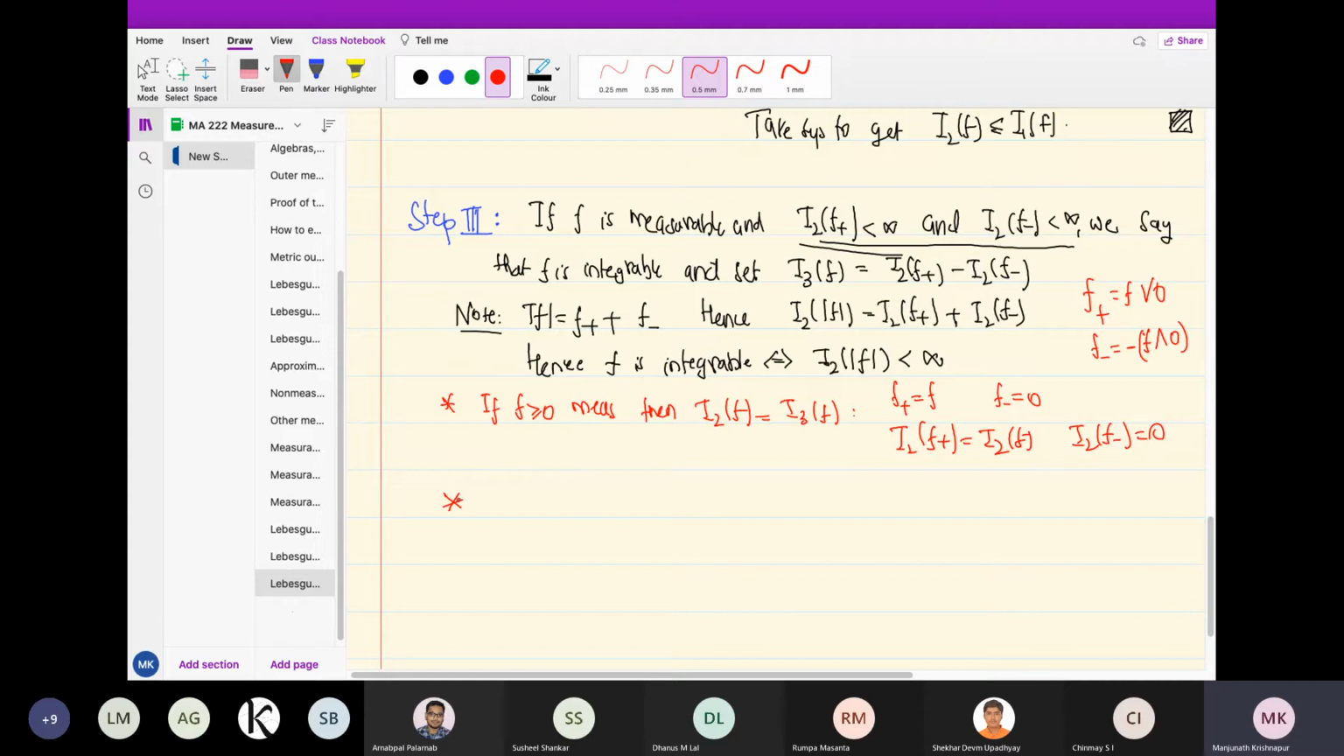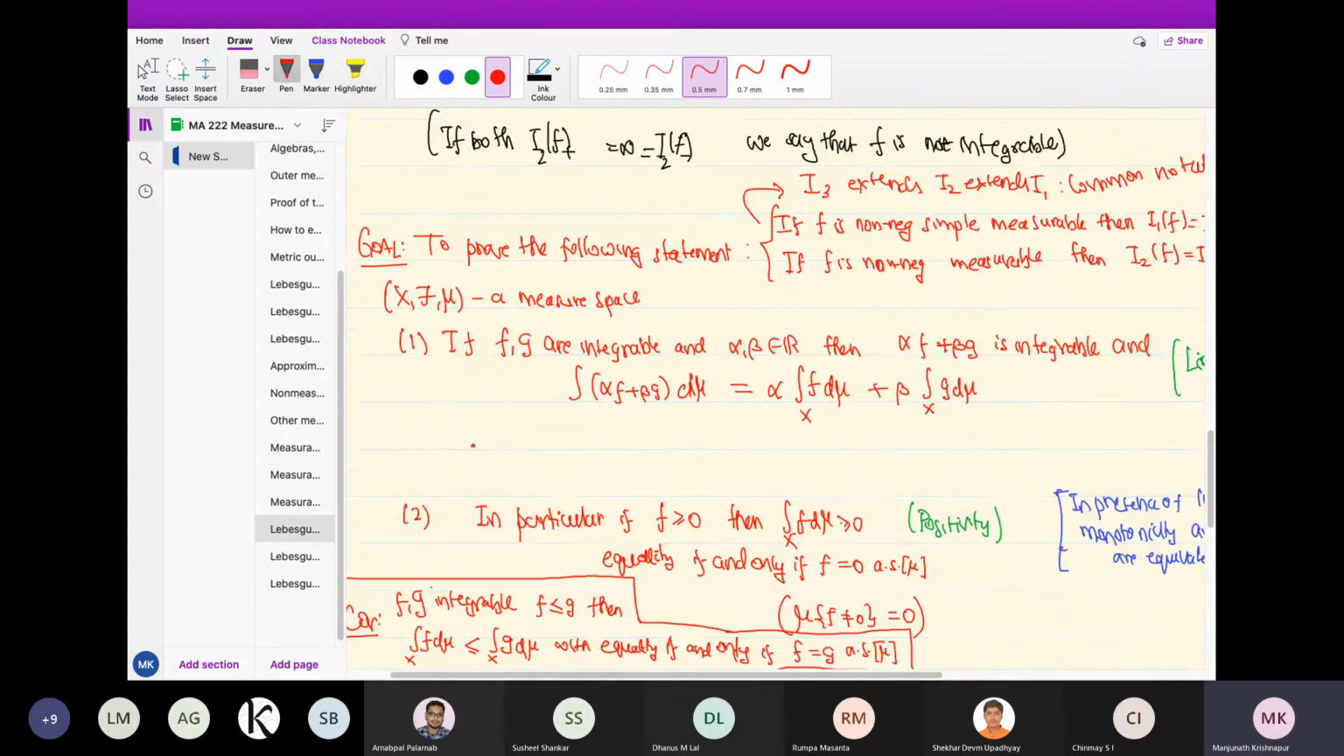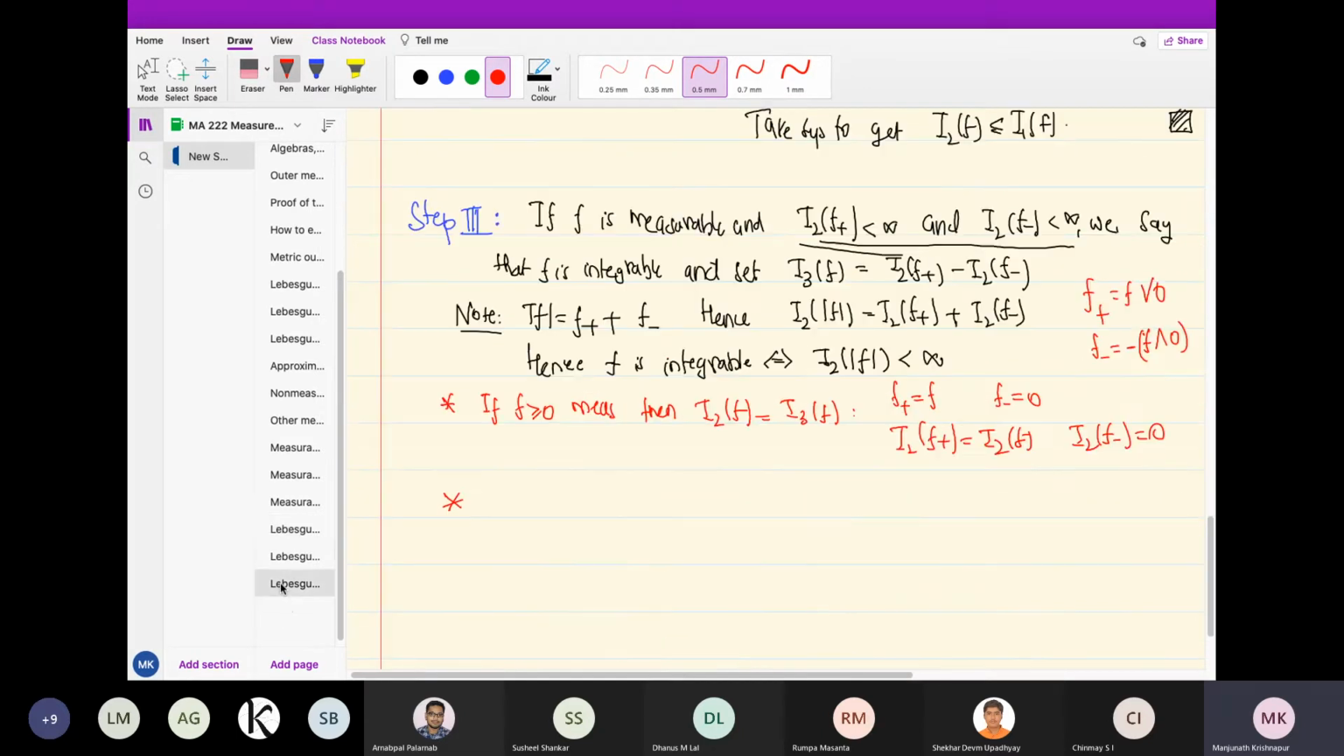And what are the other parts I want to prove? I'm going back to this theorem here. So let's take the second part. There is nothing in the second part, you see. If f is greater than or equal to 0, then the integral of f is greater than or equal to 0 with equality. Instead of integral, I now write I3, that's all, provisionally. Equality if and only if f equals 0 almost surely. That's exactly the same as what I had already stated.